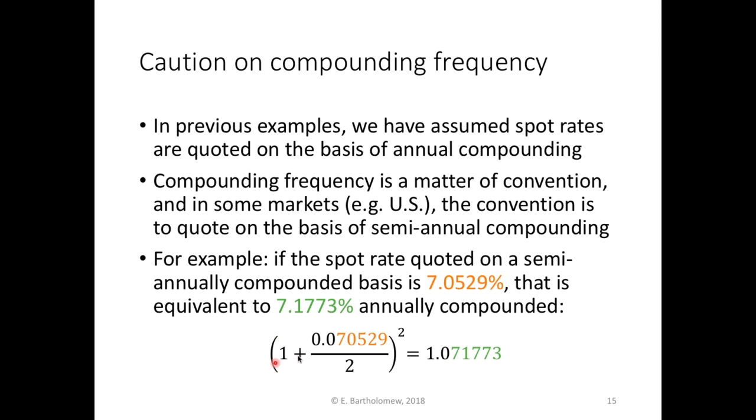And the reason for that is shown in this formula here. When the rates are being quoted semi-annually, what is assumed is you're getting half of the rate every 6 months. And so you would calculate the formula for that by taking 1 plus that semi-annual rate, which would be the quoted rate here, divided by 2, and then squaring it. And that would equate to the annually compounded rate.